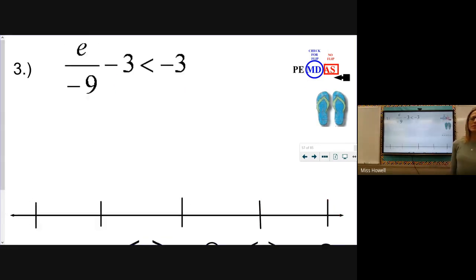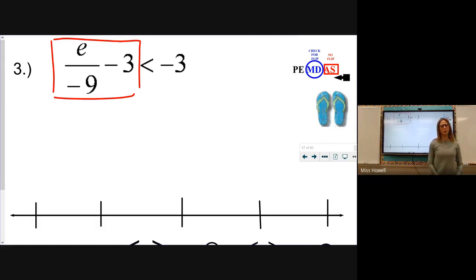All right, number 3, we want to solve for the variable e when we're told e divided by -9 minus 3 is less than -3. Again, our variable e is here in front of our less than sign. That's the side we're going to focus on.